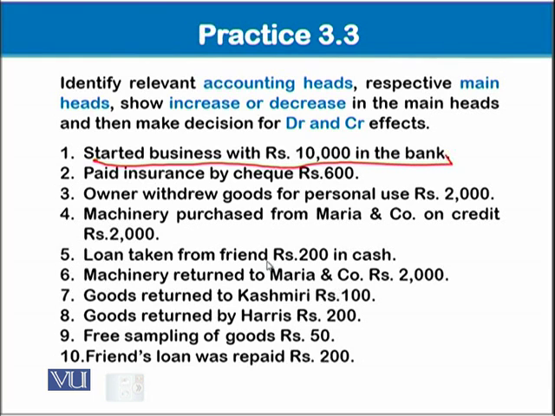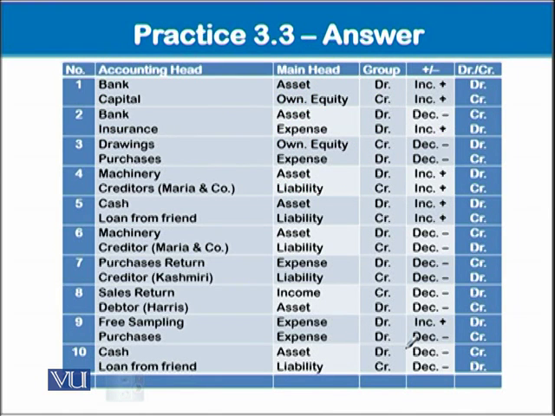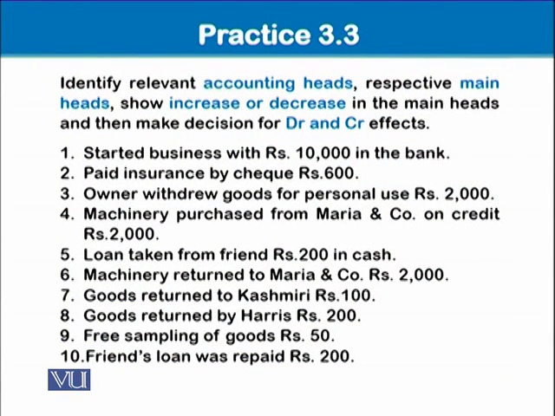Okay, what we see in its answer that there is a bank as one accounting head and the second accounting head is capital. So bank is an asset and owner's equity is the main head for capital. Bank, which is asset, has debit group and owner's equity is credit group. We are having increase in both. So whenever there is increase in debit group, analyze it as debit, and whenever there is increase in credit group, analyze it as credit. The next transaction is paid insurance by check.